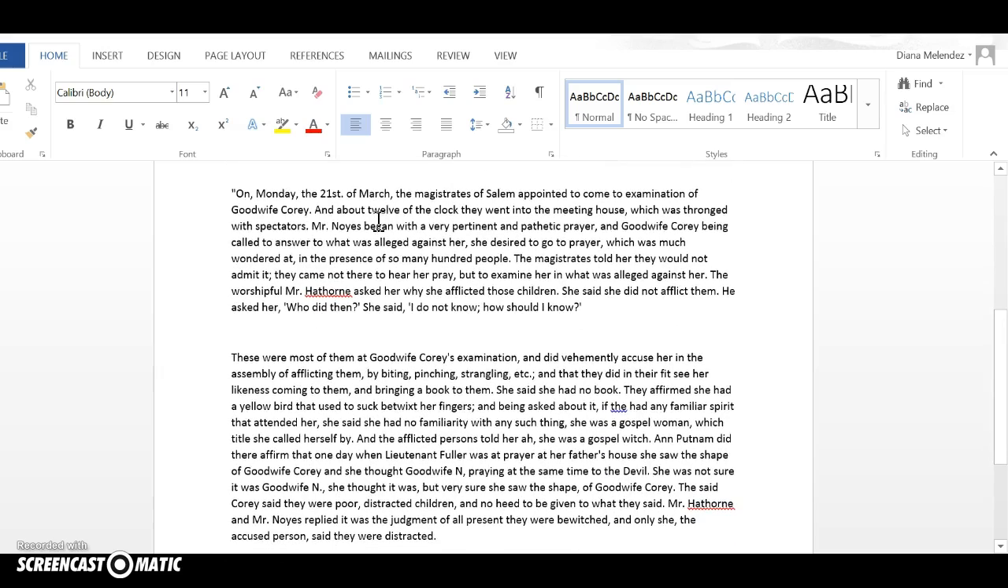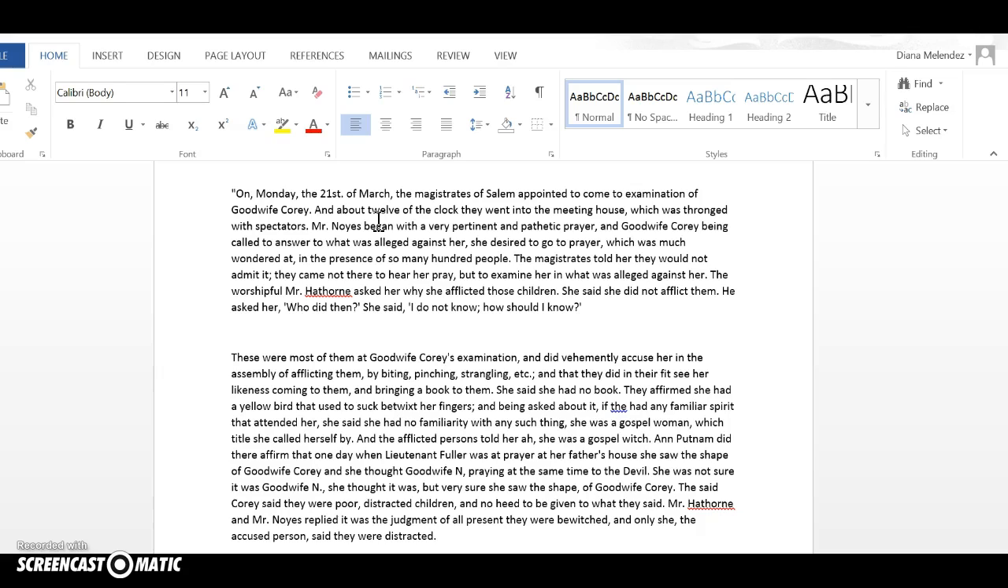All right, paragraph 2. On Monday, the 21st of March, the magistrates of Salem appointed to come to examination of Goodwife Corey. At about 12 of the clock, they went into the meeting house, which was thronged with spectators. Mr. Noyes began with a very pertinent and pathetic prayer, and Goodwife Corey being called to answer to what was alleged against her, she desired to go to prayer, which was much wondered at in the presence of so many hundred people. The magistrates told her they would not admit it. They came not there to hear her pray, but to examine her in what was alleged against her.